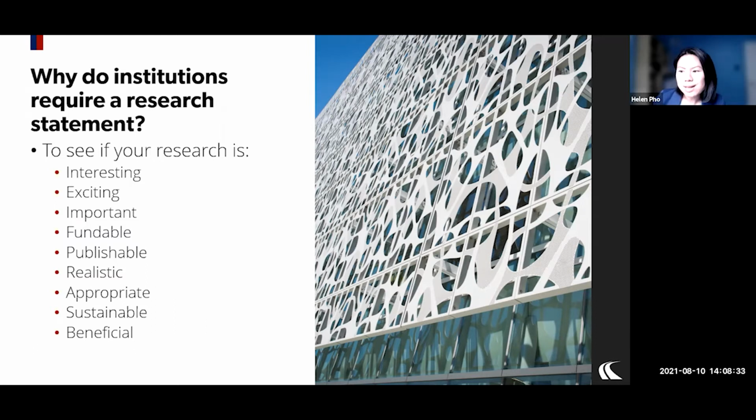And I would say of all of these adjectives, the 2 probably most important ones would be fundable and publishable. If your research is not fundable or not publishable, it often means that this person is probably not going to be tenurable, right? And so search committees are really focused on trying to get a sense of whether this person is going to be tenurable. So by understanding if your research meets all of these different criteria, that's one of the ways that they're going to be able to assess your candidacy.